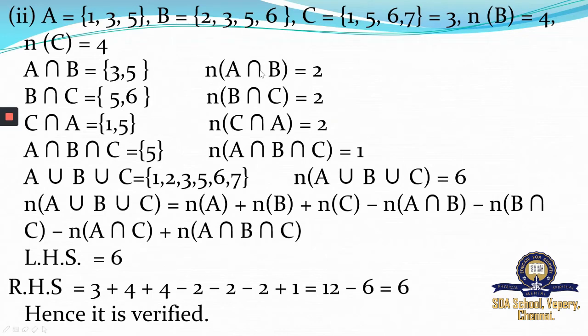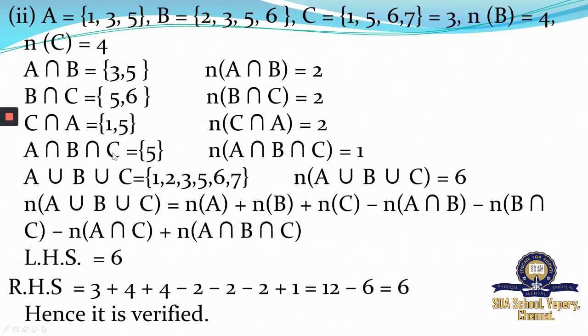Likewise, let us also find B intersection C. It is 5 and 6. Then the cardinality of B intersection C is 2. Similarly, let us also find C intersection A. The two elements which are common are 1 and 5. So we have the cardinality of them to be 2.